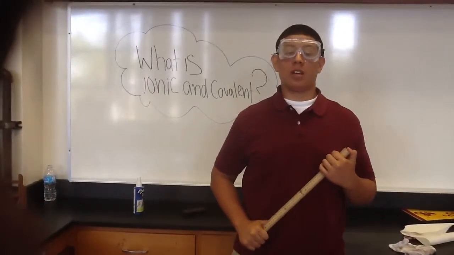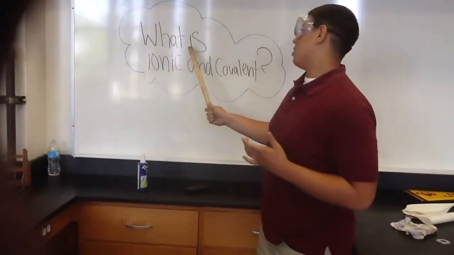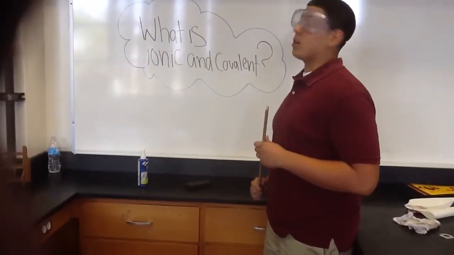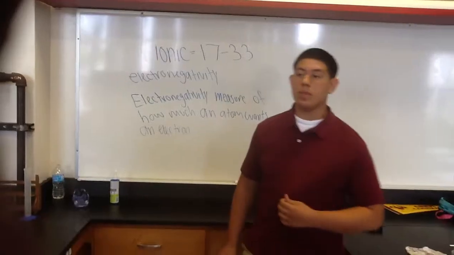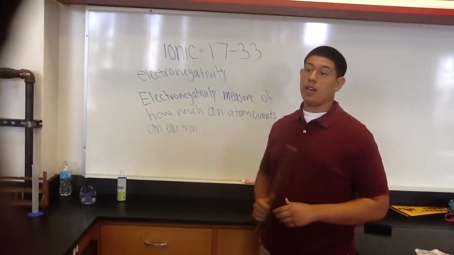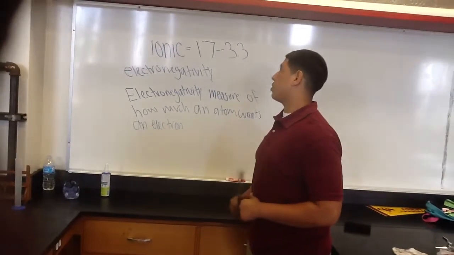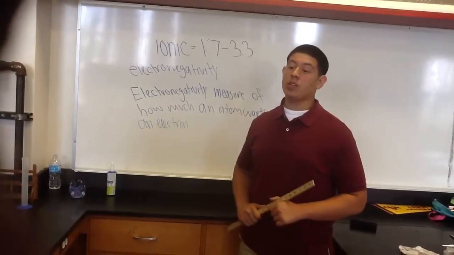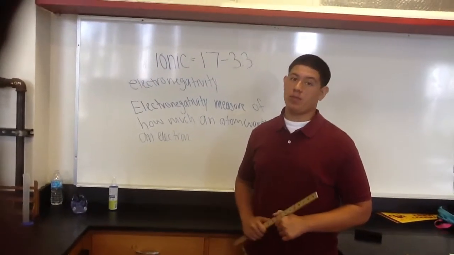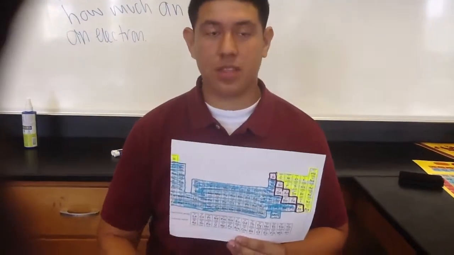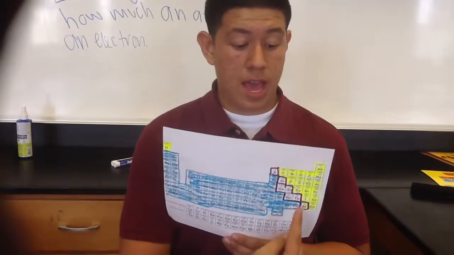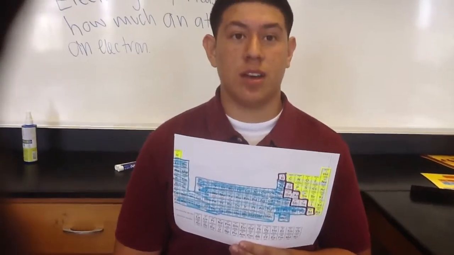Next, we will be talking about what is ionic and covalent. The ionic electronegativity value is from 1.7 to 3.3. Ionic bonds are usually non-metals and metals. In the periodic table, the blue represents the metals, and the yellow represents the non-metals.